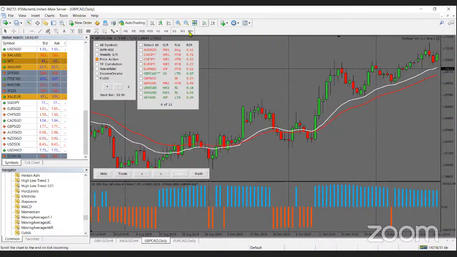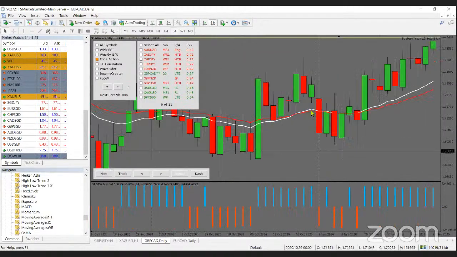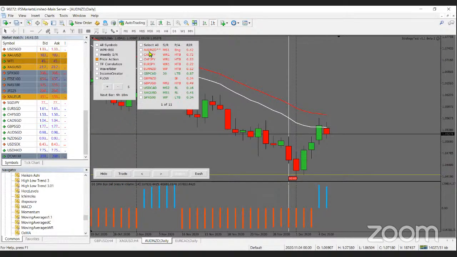On the daily time frame, this can be done. I would say it'll be the same thing. So let's look at Aussie Kiwi. There we have it. On the daily time frame, we have a bearish engulfing bar.